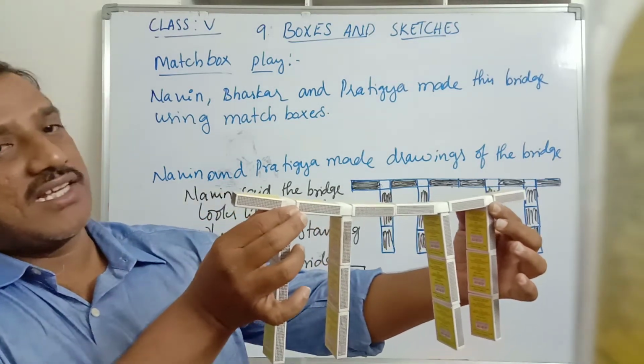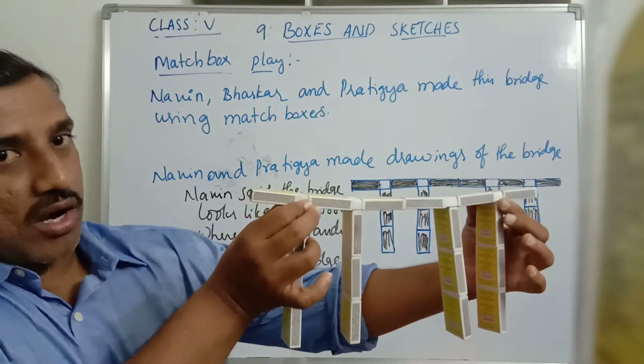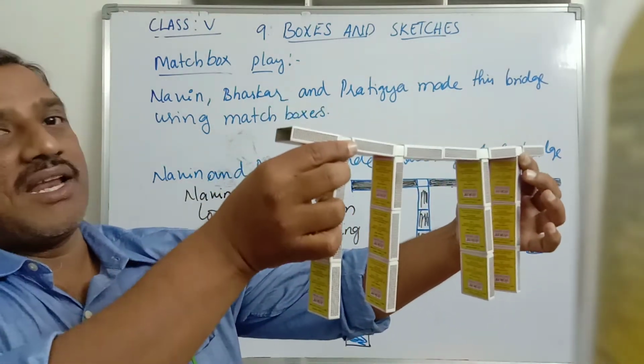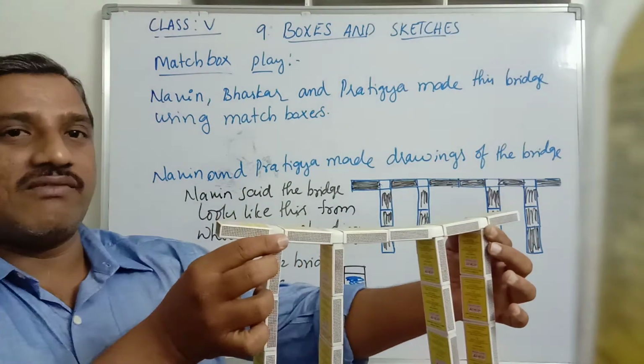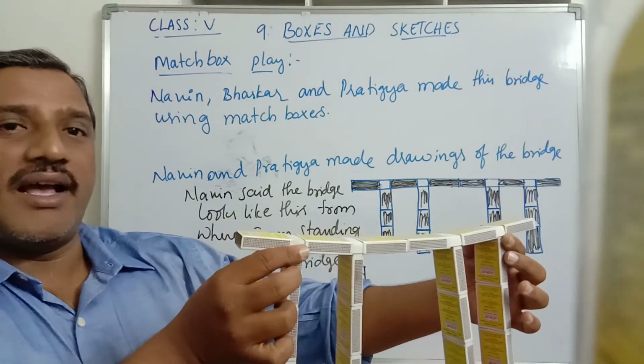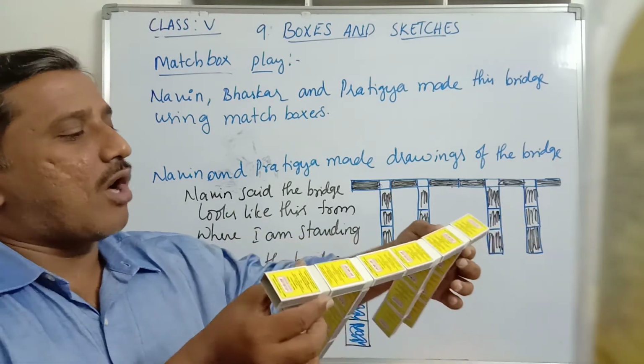Then Pratigna, where she is exactly at my place, has drawn. So what do we get? Only the pillar will get the drawing of what it is, Pratigna, when she stands adjacent to the bridge. Now from the top, what is there?